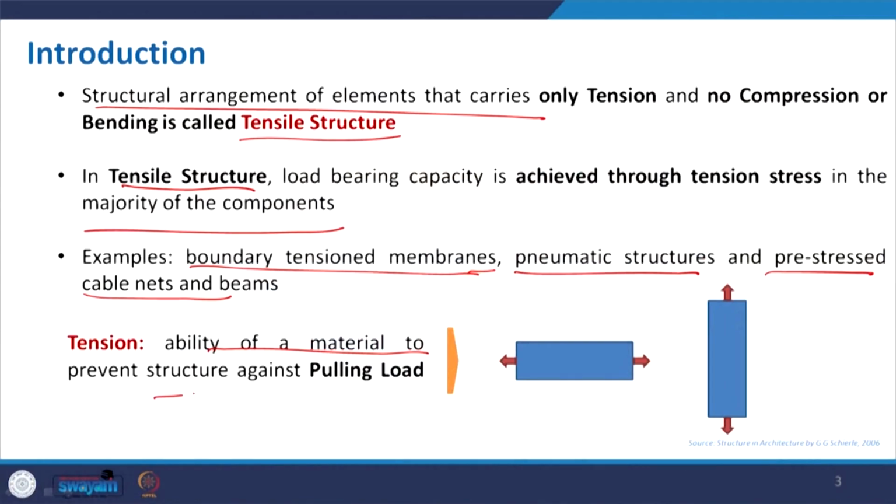Tension is basically the ability of a material to resist a pulling load. In comparison to the earlier example, which looks very similar, it is again acting on the main axis, but in this case it is pulling, whereas the other one was pushing.